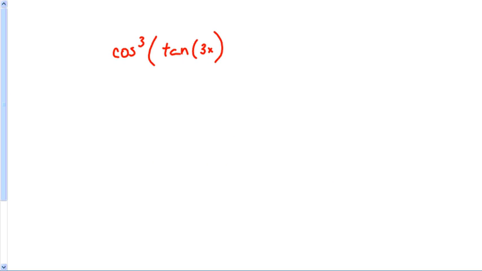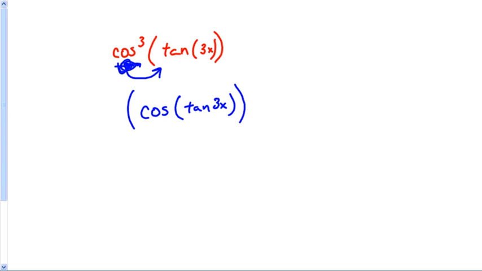All right, let's keep going. Same thing here. This is not cosine cubed something times tangent of 3x. Speaking of which, that tangent 3x probably needs a little cleaning up. There we go. This is cosine cubed of tangent 3x. So that means this is nothing but a chain rule question. So this is cosine of tangent 3x, which I'm going to rewrite like that to the third power. So this is nothing but a big chain rule question.